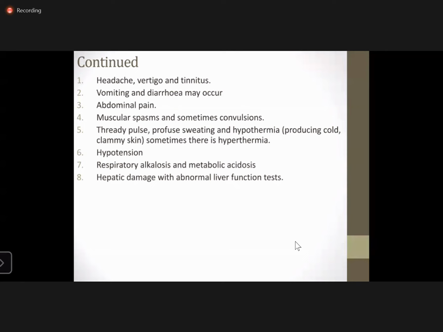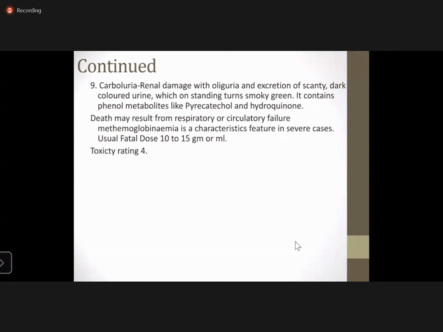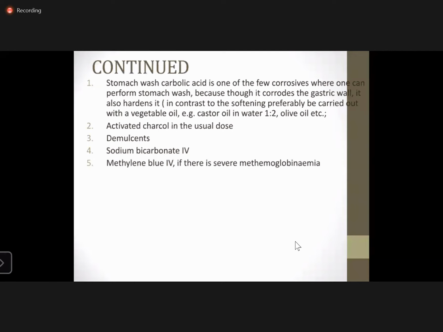So, moving on, we have the fatal dose, which is 15 grams per ml. Here, the treatment is very important, and it depends on the route of administration. In case of poisoning through the skin, there will be a lot of absorption. You have to remove contaminated clothing and wash with soap and water. Give the person fresh air, make him breathe.